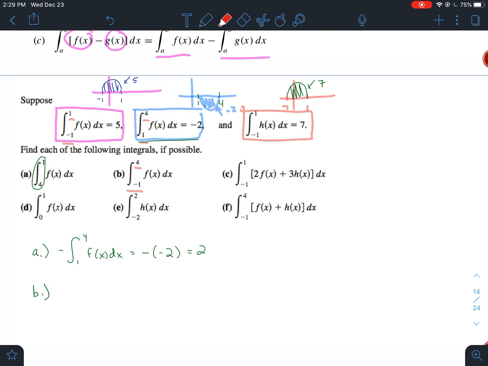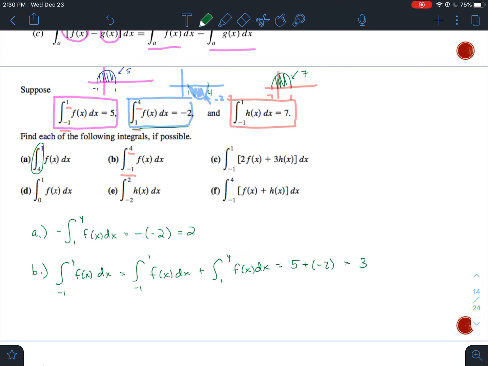All right, let's look at B. B says, what happens if we integrate from -1 to +4? Well, I have -1 to +1, and I have 1 to 4. So remember, if I have two separate ones, I can add them together to find the full integral. So the integral from -1 to 4, f of x, is the same thing if I took the integral from -1 to +1, f of x dx, plus the integral from 1 to 4 of f of x dx.